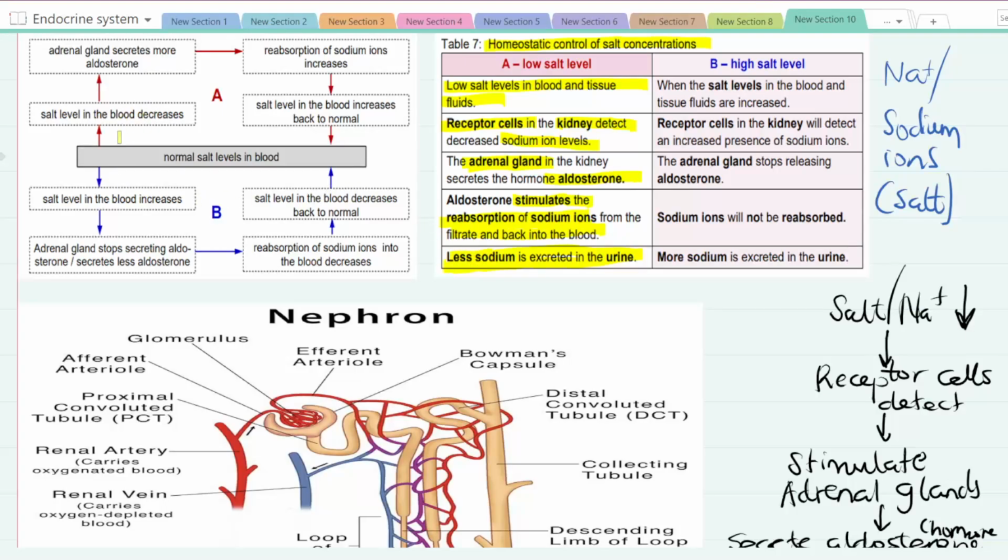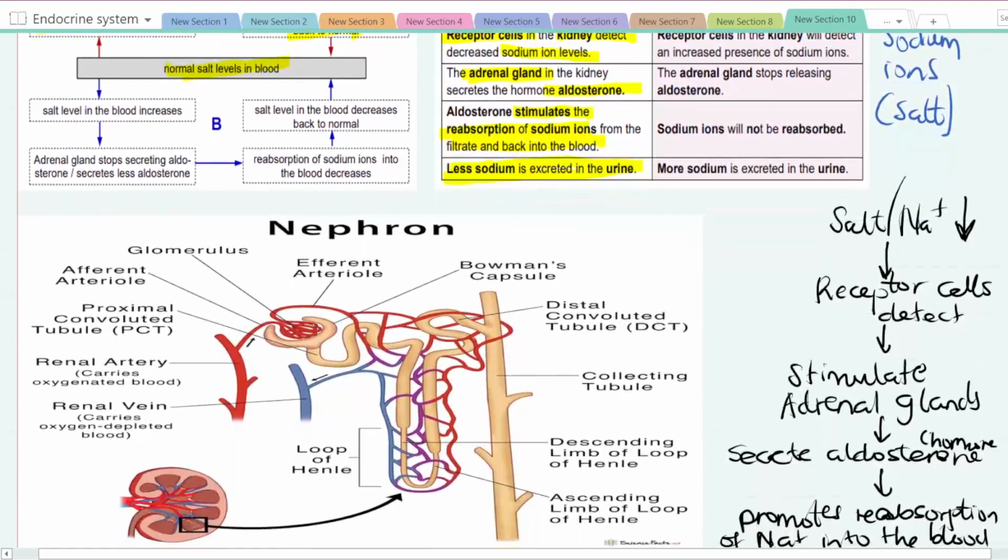So if you can look at this flow diagram again, you have what? Your salt level decreasing in the blood, and therefore this will be detected by your receptor cells in the adrenal glands, and these adrenal glands will secrete aldosterone, which will therefore promote the reabsorption of the sodium ions, and the sodium ions in the blood will increase back to normal, and then you'll have your normal homeostatic control there.